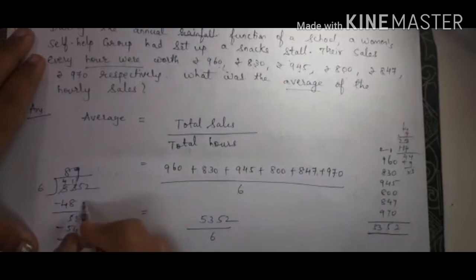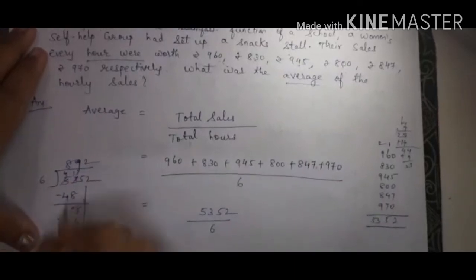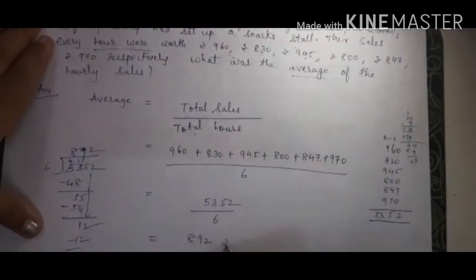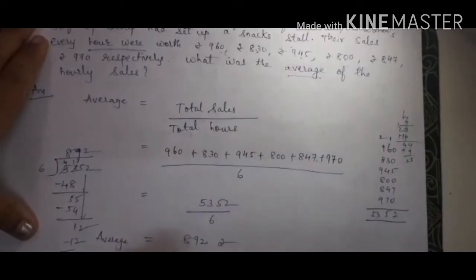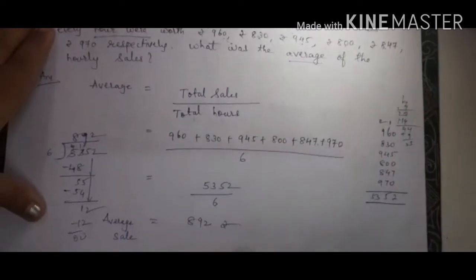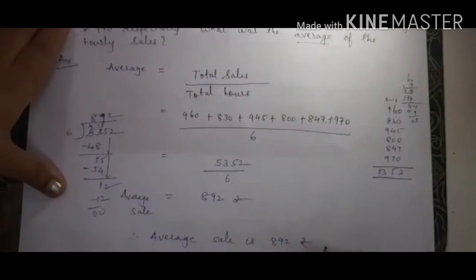55 minus 54 is 1. Take this 2 down. 6 twos are 12. So we got 892. This is in rupees. Sales is in rupees. So average sale. Therefore, you can write the last step also. Average sale is 892 rupees.